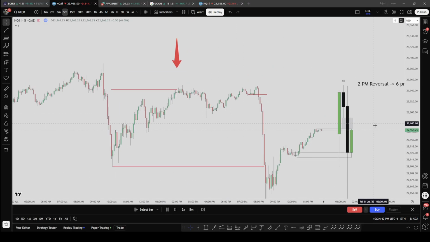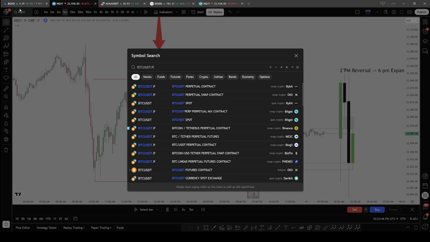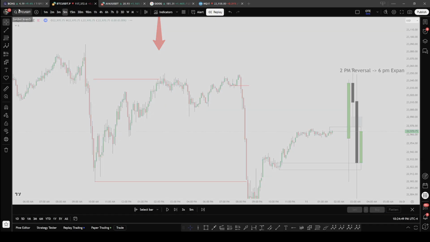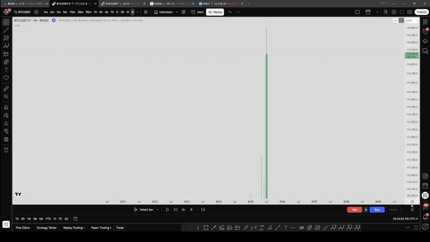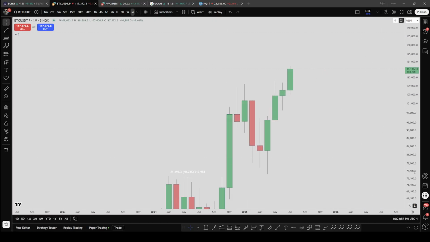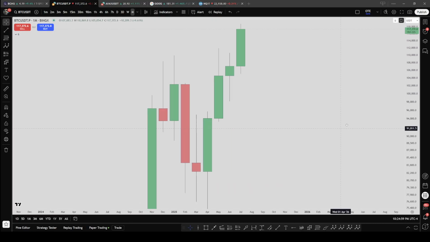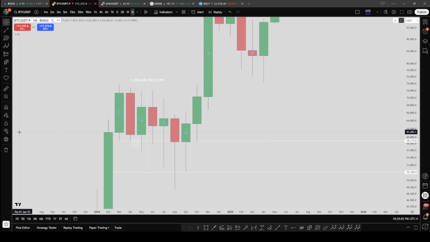But yeah, that's the model in a nutshell. It's really good. So if I come to BTC, let me exit out here. All right, so BTC, what do you notice on the monthly?